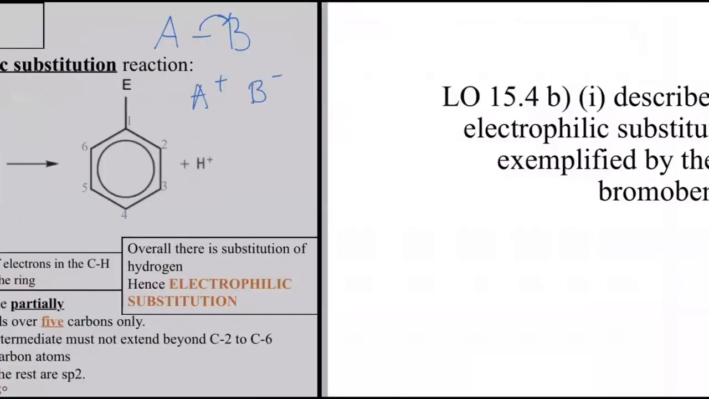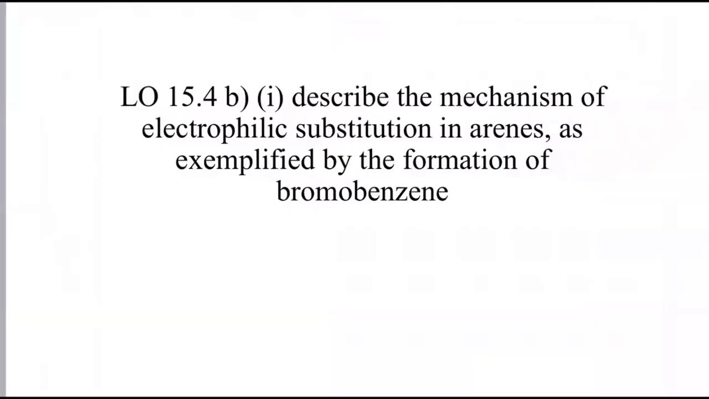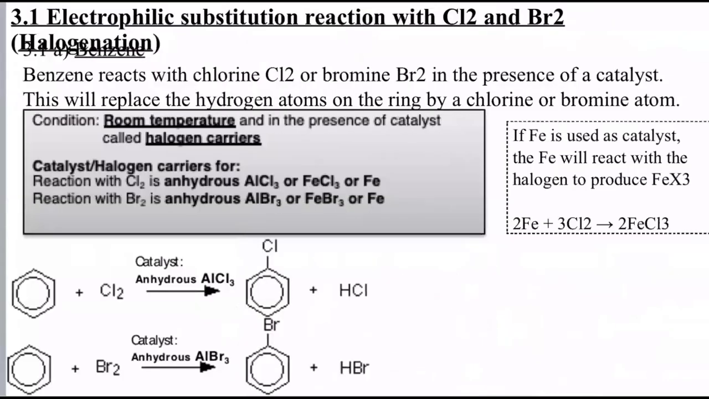Now, we're going to look at a specific mechanism, which is the formation of, well, in the learning objective it says formation of bromobenzene. Our example, we're going to use chlorobenzene. It is exactly the same. So benzene reacts with chlorine or bromine in the presence of a catalyst. This will replace the hydrogen atoms on the ring by a chlorine or bromine atom. So for the reaction of benzene, only substitution can happen.